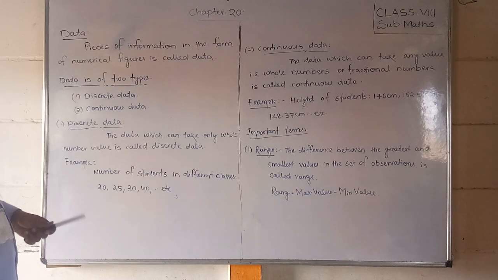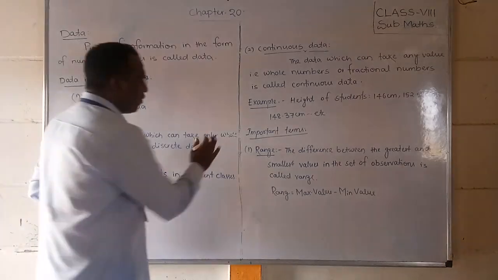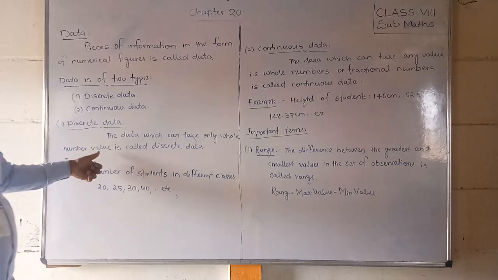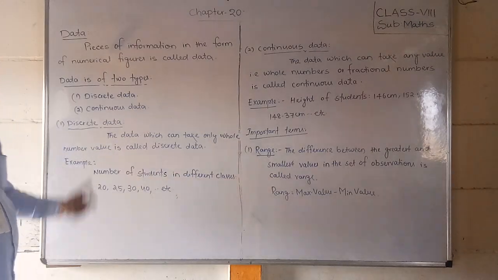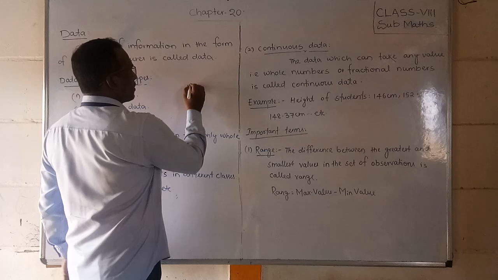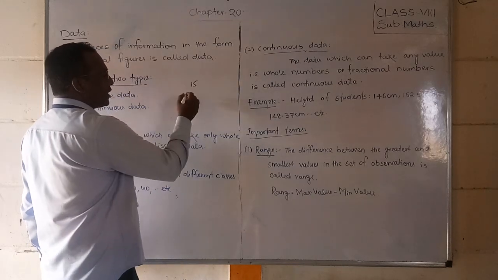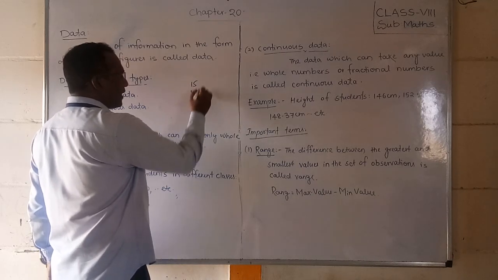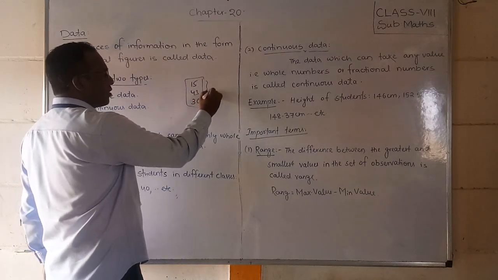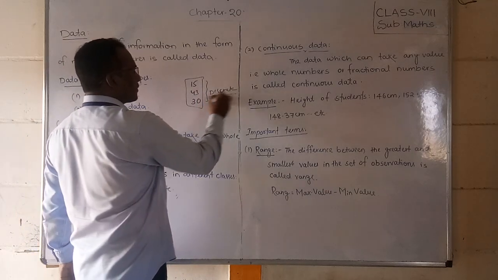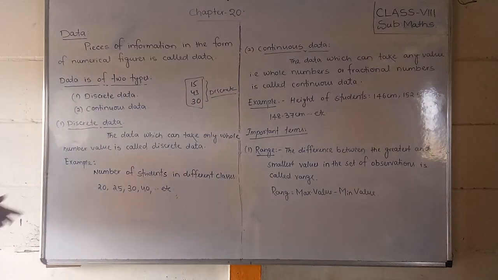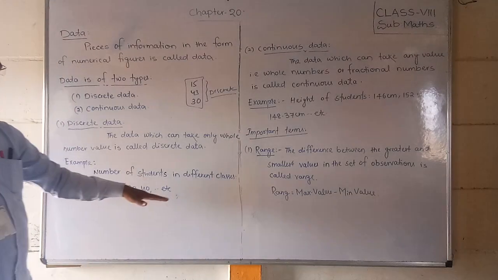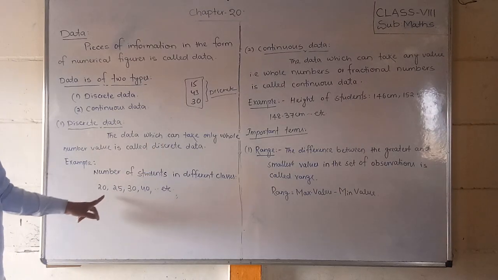What do you mean by discrete data? The data which can take only whole number values is called discrete data. That means if you write, suppose, the number of students in your class is 15, in the 6th class it is 43, in the 7th class it is 30, like that. These are whole numbers, and these are called discrete data. Example, number of students in the different classes: 20, 25, 30, 40, like that. If one class has 20 students, it is a whole number.